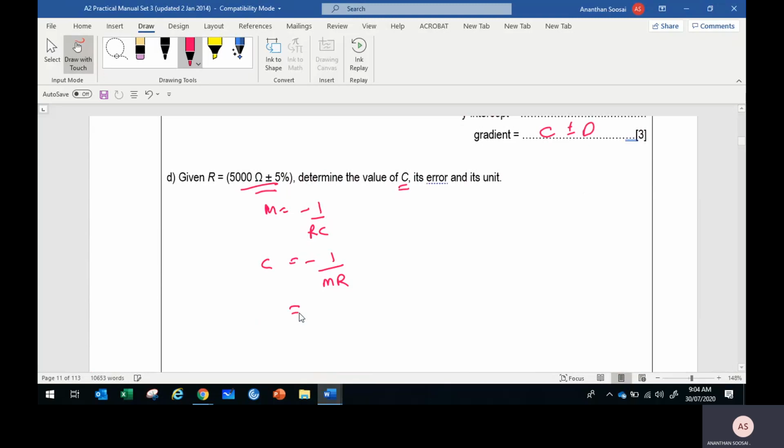So you write the uncertainty for this from this formula. Changes of C over C will be what? The gradient also has uncertainty, and R also has uncertainty, so both are going to affect the capacitance value. So changes of M over M plus changes of R over R. You have to show this. This will give you marks.